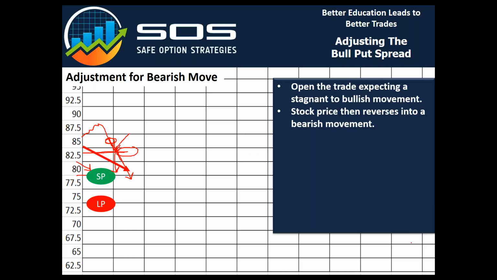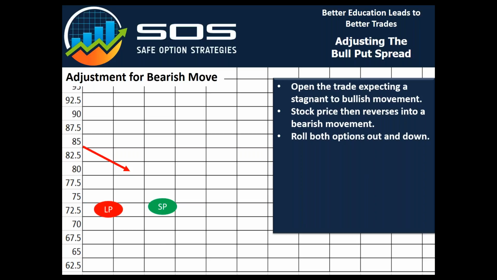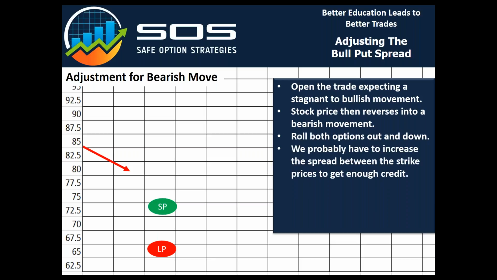So here is the first. Now, again, in my opinion, this is the least preferable adjustment to make. But once we see that stock moving down, and it appears that our options are going to trend in the money, or maybe they already have, we can roll both options out in time and down to lower strike prices, and to be able to do that and still maintain some credit in the trade, we're probably going to have to increase the spread between the strike prices.